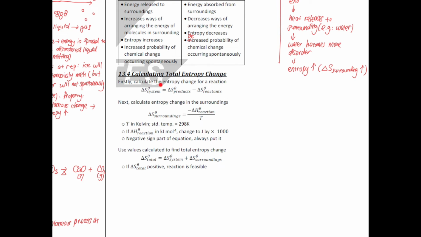Okay, let's see more information. Firstly, calculate the entropy change for a reaction. That is the entropy change of the system. The system is about the products and reactants. So you take the entropy change of the products minus the entropy change of the reactants, and you will get the entropy change of the system.